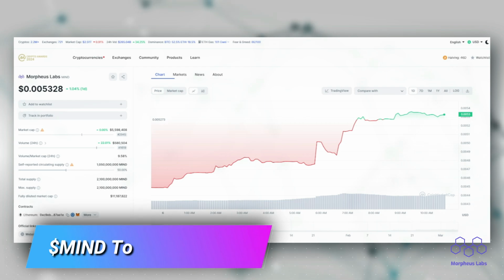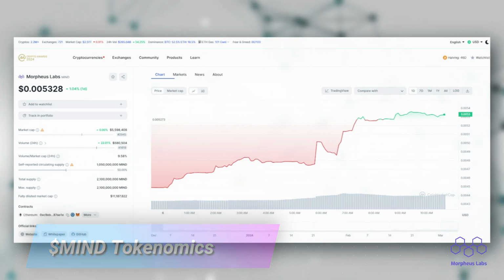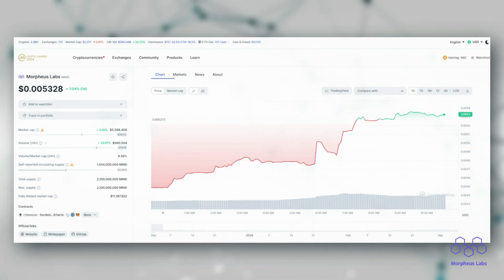Speaking of the MIND token, it first went by the name of MITX, but the team actually increased its services, and now the new MIND token, M-I-N-D, is multi-layered. So the current price of MIND sits at 0.5328 cents, or said differently, $0.0053, with a very modest market cap of just under $5.6 million. There's a max and total supply of 2.1 billion MIND. Of these, 1.05 billion MIND tokens are currently in circulation.